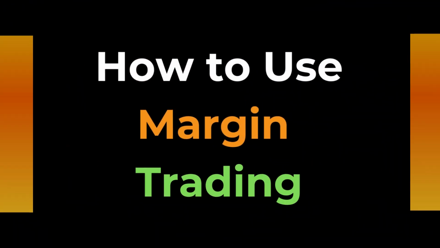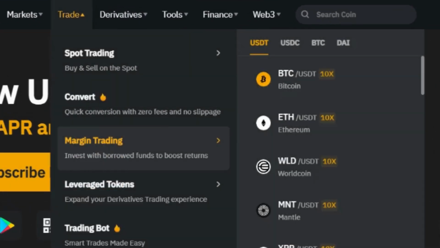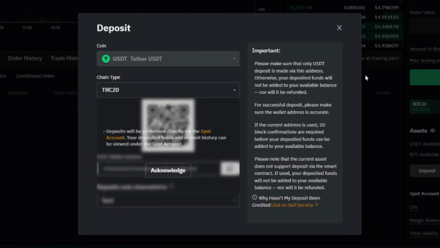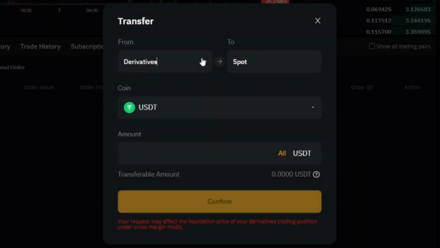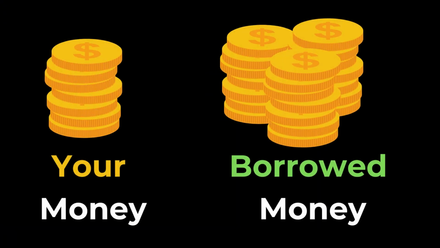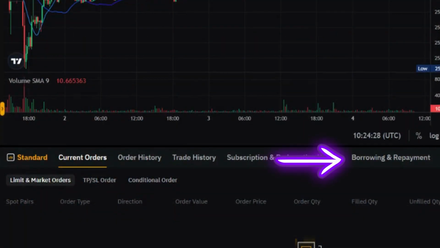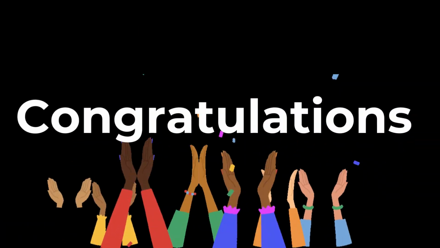How to use Bybit margin trading? On the top of the Bybit main menu, click on the Trade button, and after on Margin. In order to do margin trading, we will need to deposit funds to our wallet or transfer some funds from our other wallets, and we are good to go. The borrowing option will enable you to do margin trades, because it means using your money and borrowed money to your advantage to make an even greater profit. After you added the collateral and borrowed the money, you will be paying a small interest until you close your position. Congratulations! You just started your first margin trade.